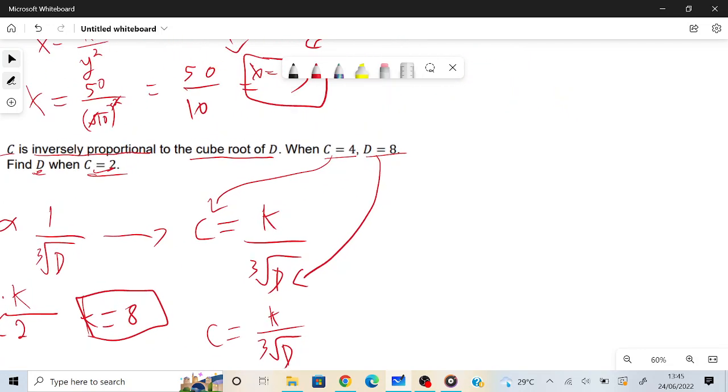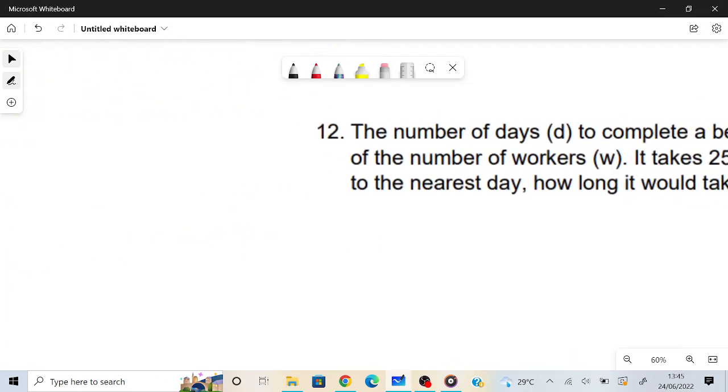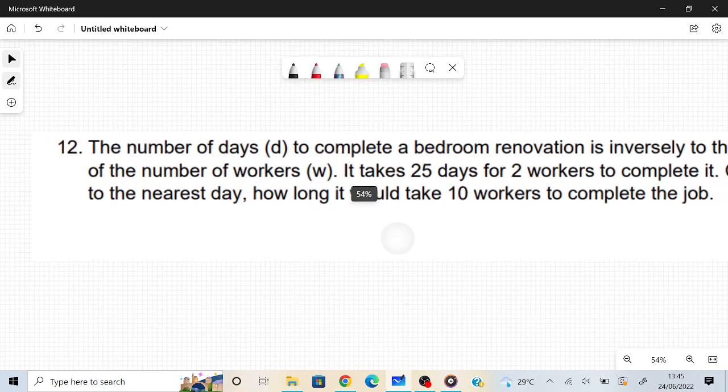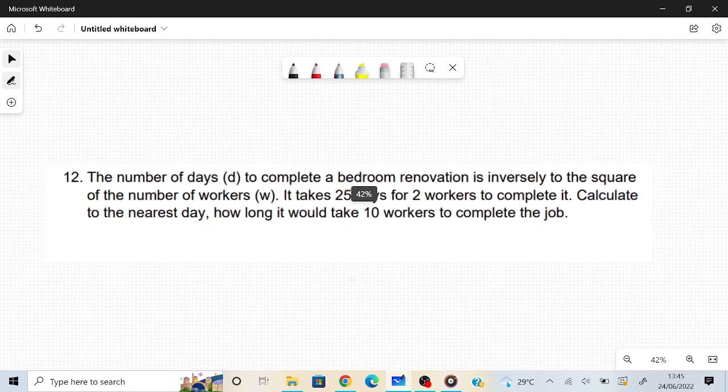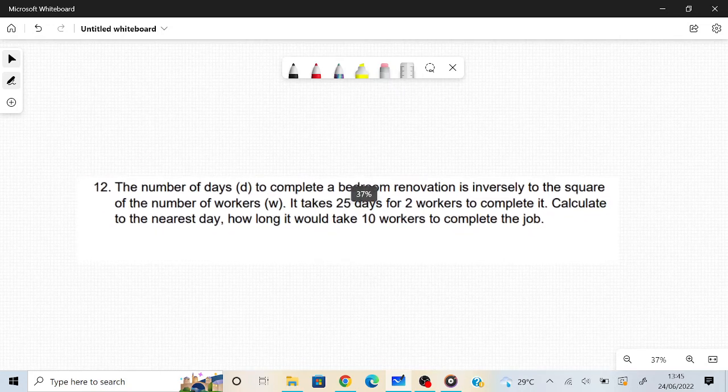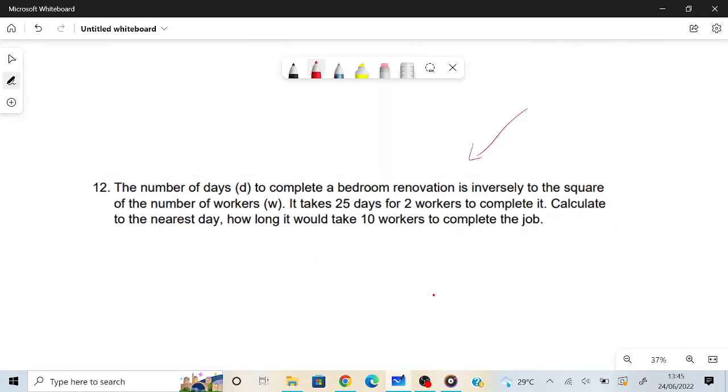And moving on to the final question for today. This is a bit longer question in terms of word problems, and this is another challenge question. So please do pause the video and have an attempt on this by yourself, and then resume the video to see if you get it correct.